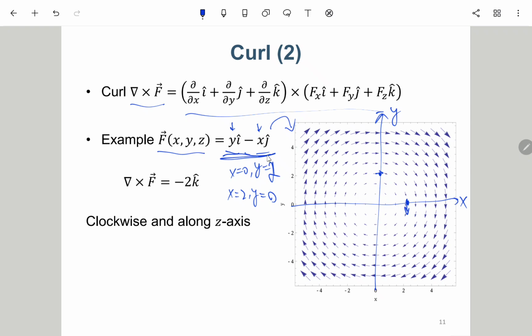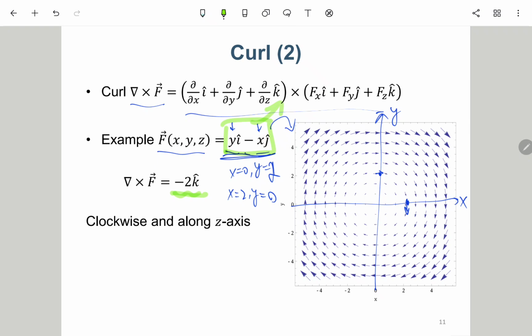Okay, so if you plug this into the expression, of course you need to do some computation, but we don't have the k component, so it turns out to be not that difficult. Finally we have the curl of F to be negative 2k. Negative 2k. So what does negative 2k mean?